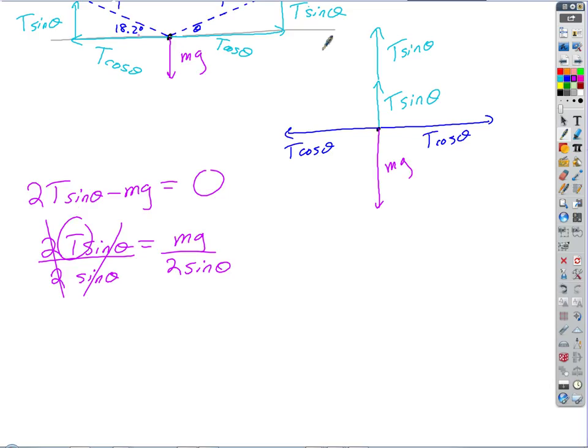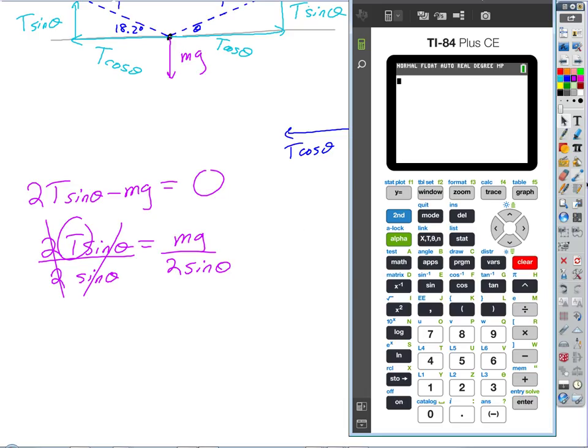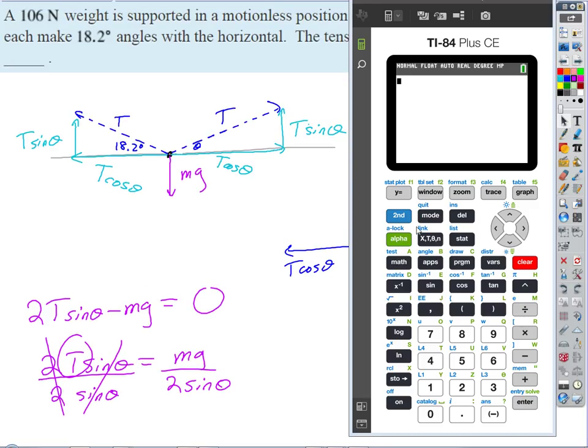So then we'll plug that stuff in and see what we get. What were those numbers? So we get 106 is mg. So 106 divided by, now I have to put this in parentheses. Everybody see why? What about gravity? You're right, but is that the mass, 106 newtons? No, that's the weight. That is mg. Everybody see that?